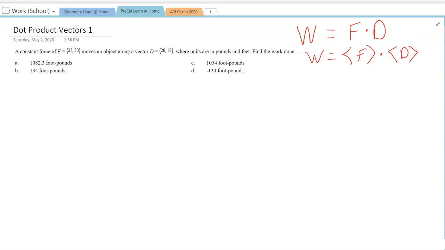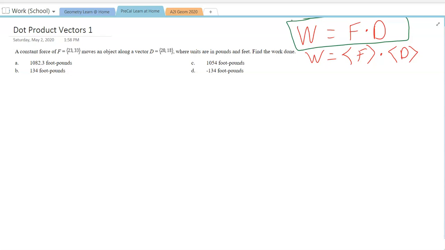So practice question number one says a constant force as a vector 2, 3, 3, 3 moves an object along a vector 20, 18, where the units are in pounds and feet. Find the work done. Hopefully either from physics or the instruction video, we know that work equals force times distance. If we are given those as vectors, we just need to find the dot product of those vectors. So this first one should be pretty easy for us. All we need to do is find the dot product of these vectors.